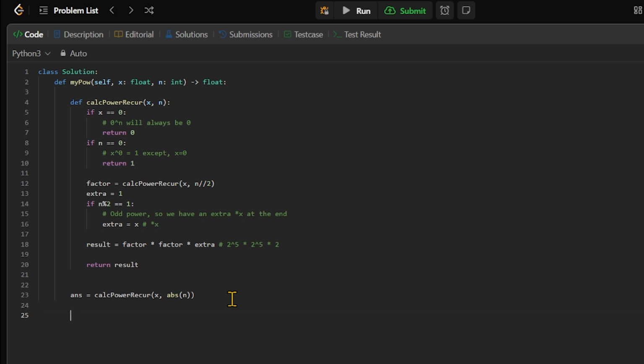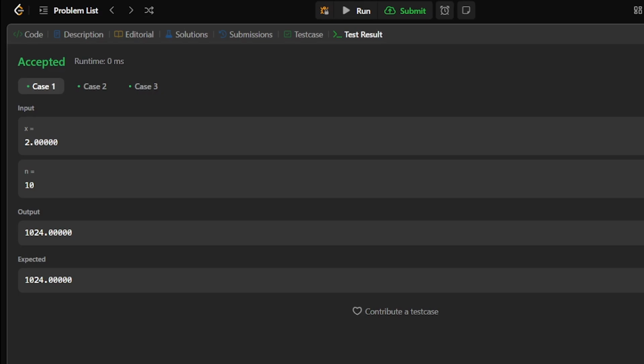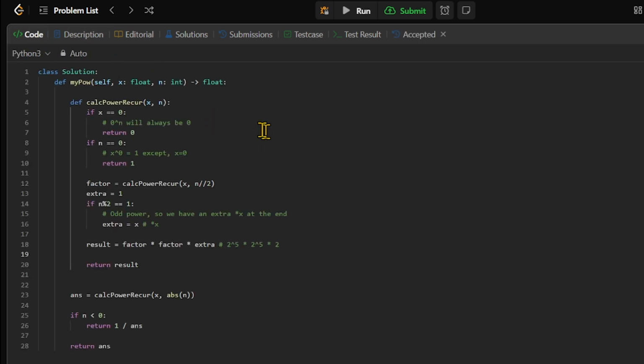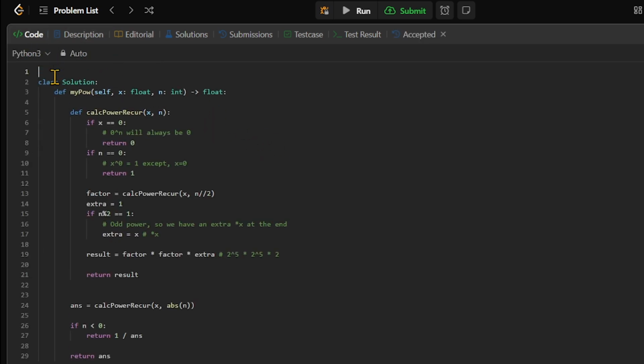And now we just need to handle the edge case where n is negative. So if n is negative, we return 1 over the answer. Otherwise, we just return the answer. Okay, so now let's submit this code. It passes. So what is the complexity of this code?